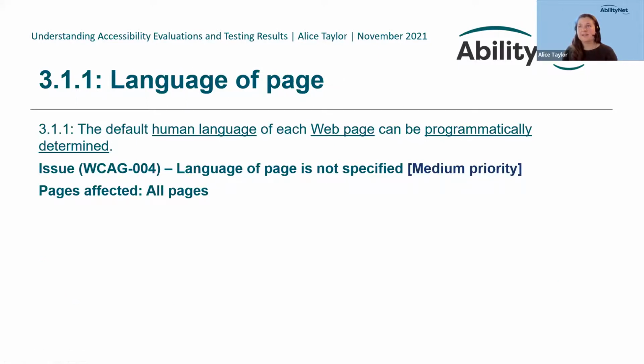And then this is another example of an issue. This is one of the ones that we saw when we were running the ACTS checker. Here the requirement is that the default human language of each web page can be programmatically determined. This would fail under 3.1.1 Language of Page. Again, we have the reference and the summary of the issue, which is that the language of the page is not specified. We've given it a priority level of medium because it isn't a complete blocker. A screen reader may mispronounce, but it doesn't prevent them from accessing the page, but it does affect all pages.